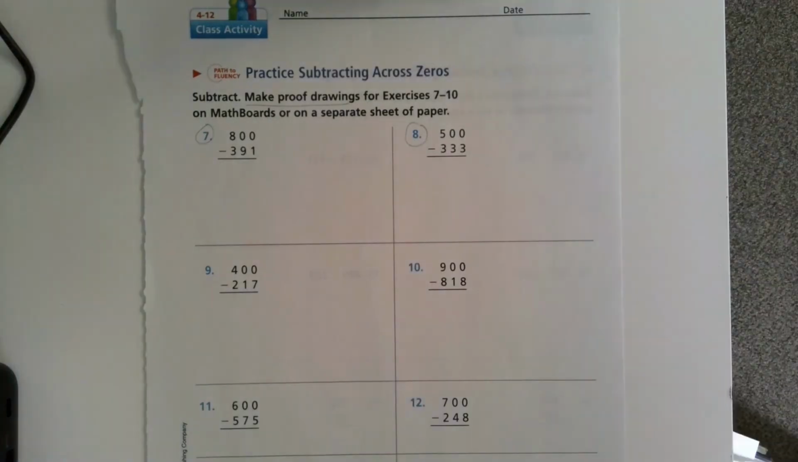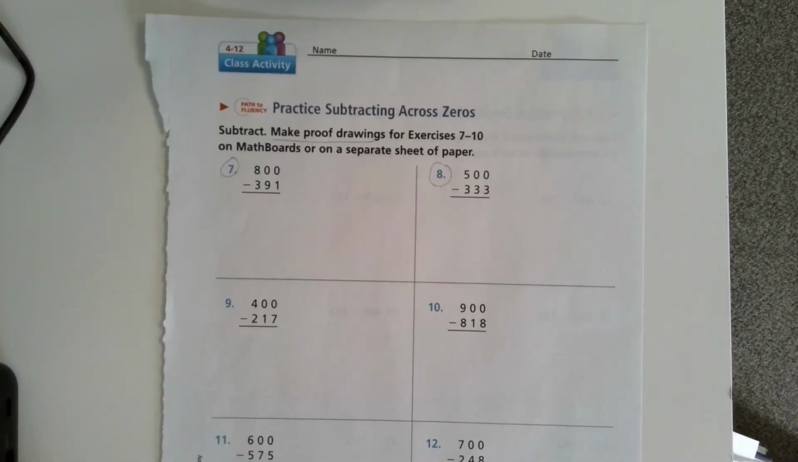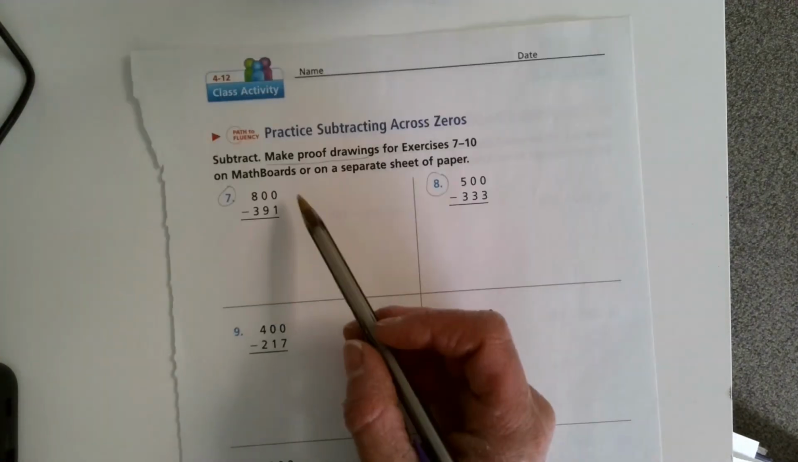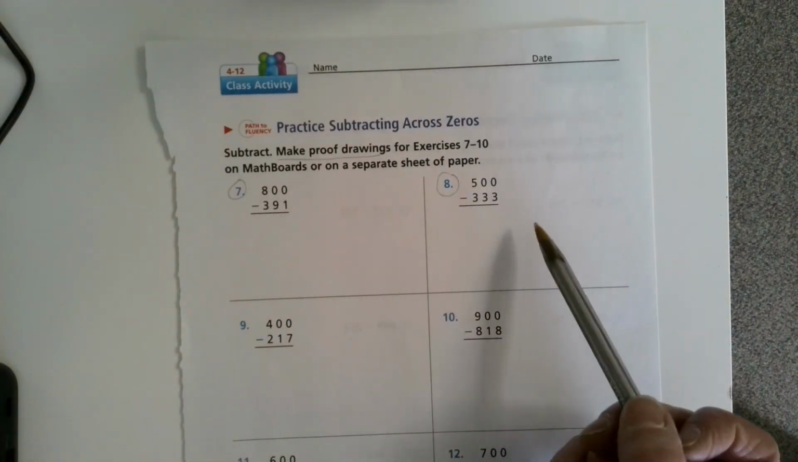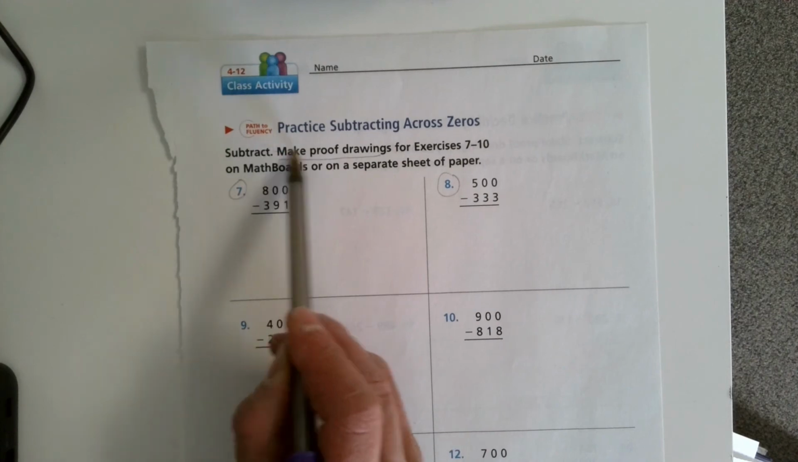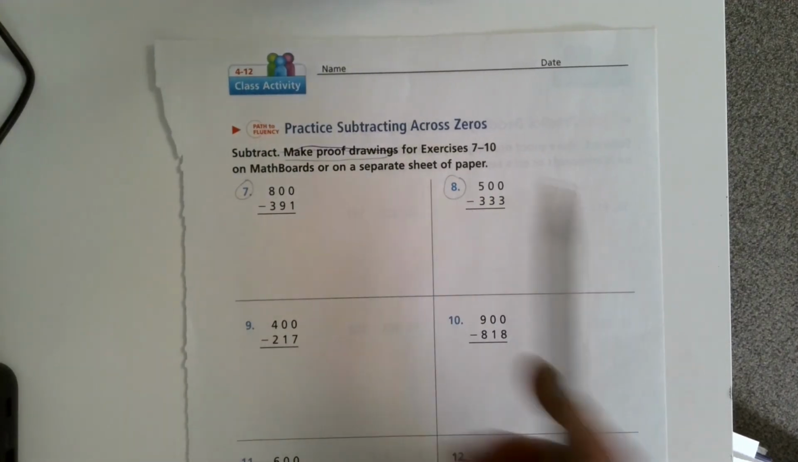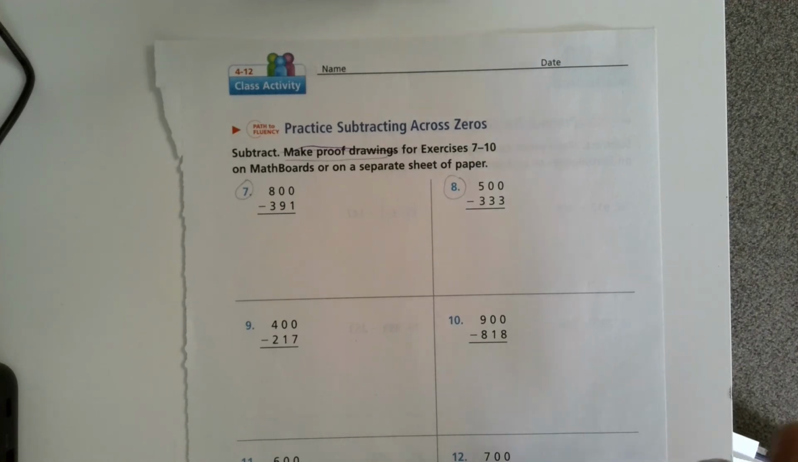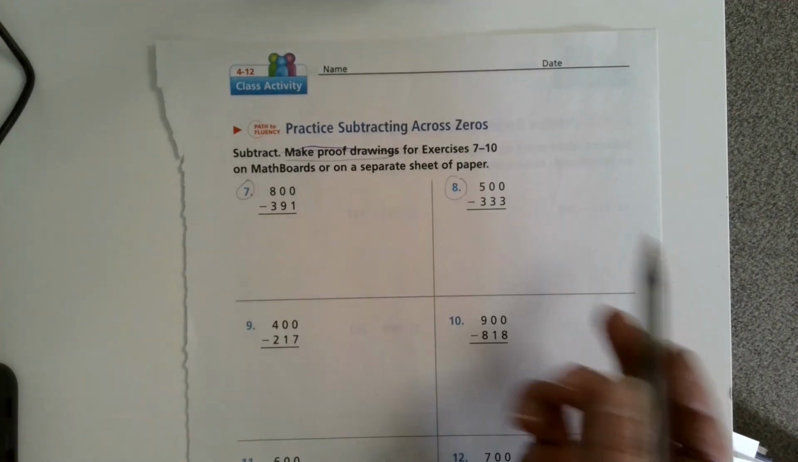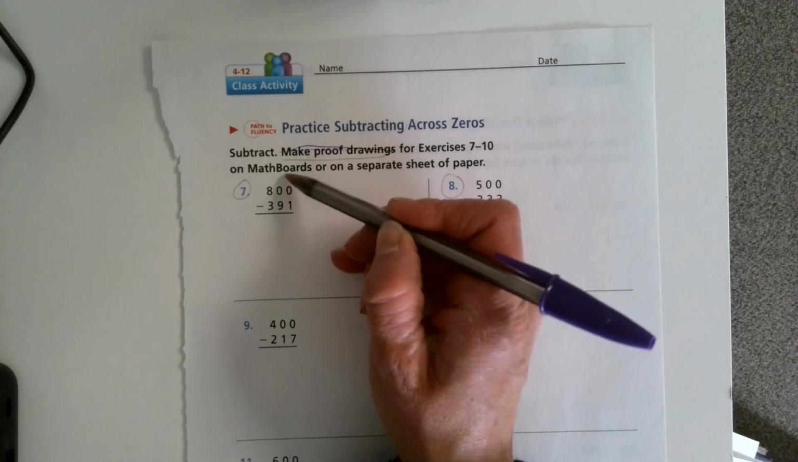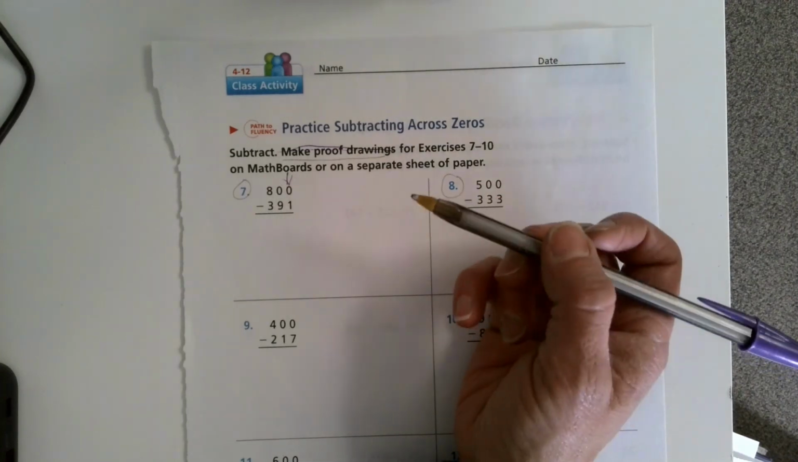Okay, let's try one more. This is, again, subtracting over zeros. This time I'm not going to be able to do the proof drawing because of time. I want to go ahead and just solve them with the US standard method and the box trick that I've taught you. So starting in the ones place, 0 minus 1, I can't do that.